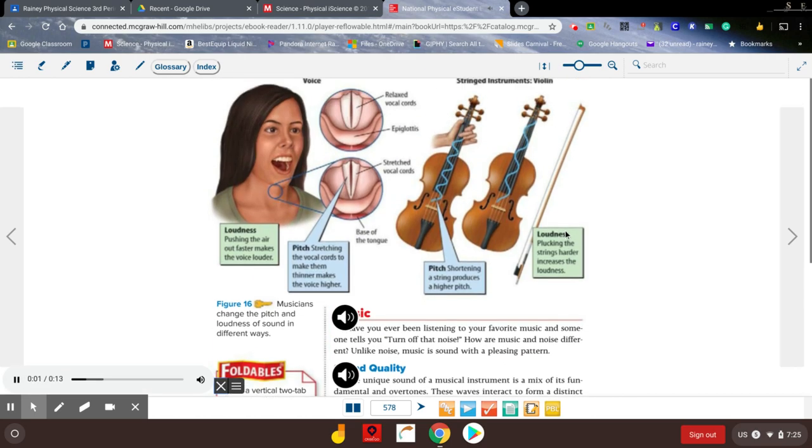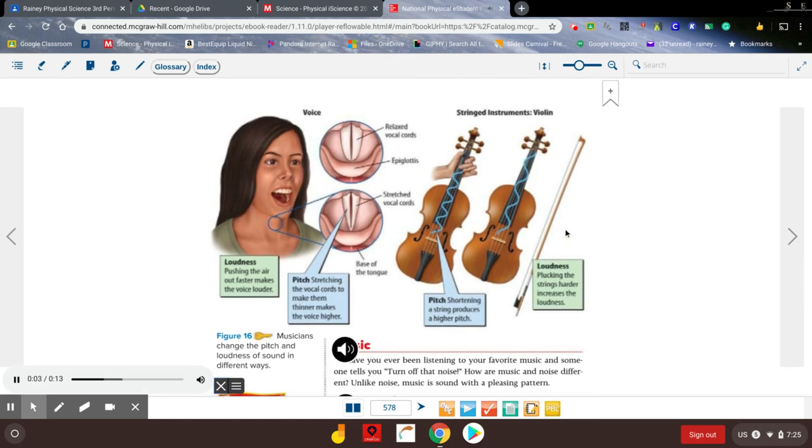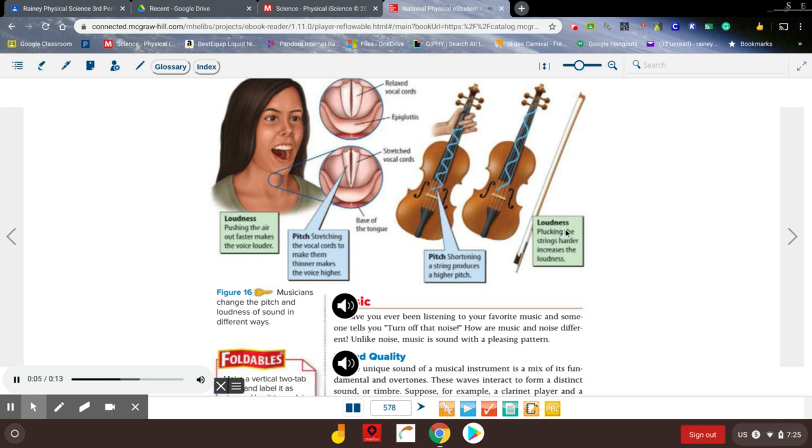Music. Have you ever been listening to your favorite music and someone tells you, "Turn off that noise"? How are music and noise different? Unlike noise, music is sound with a pleasing pattern.